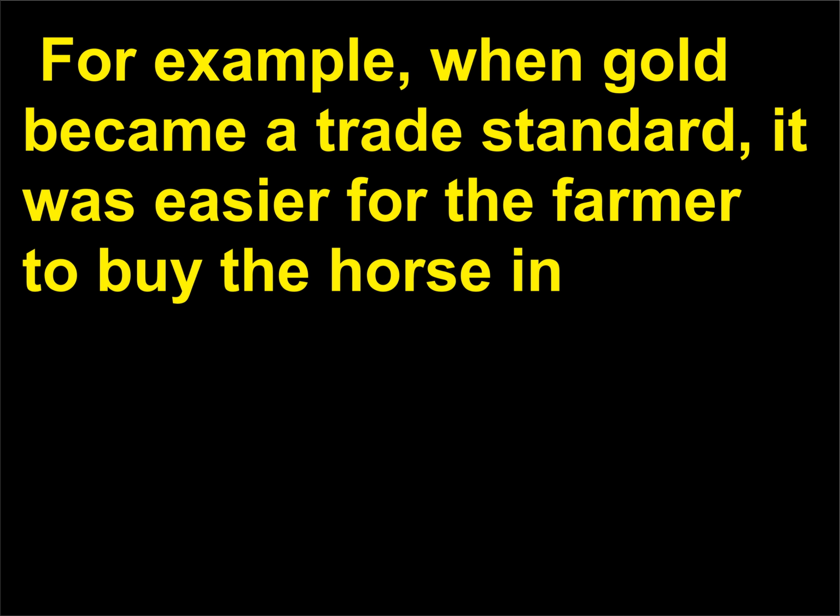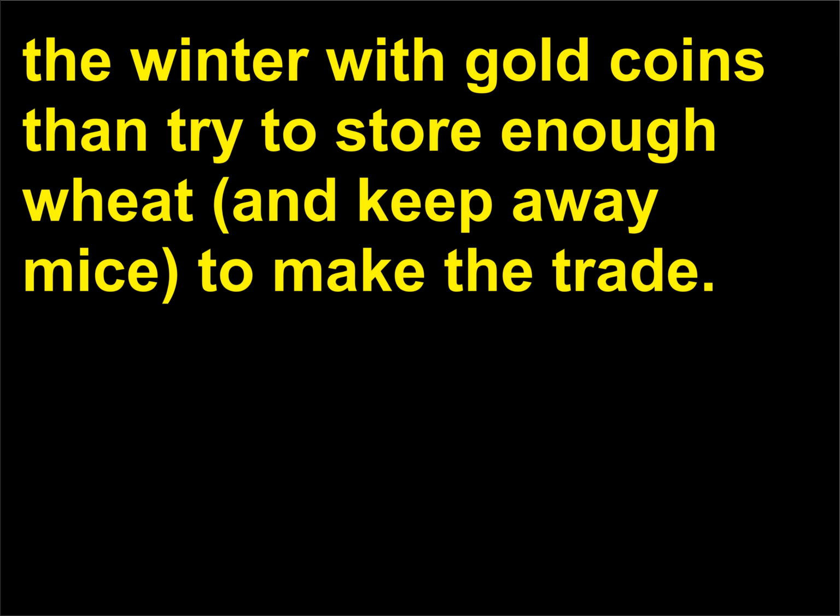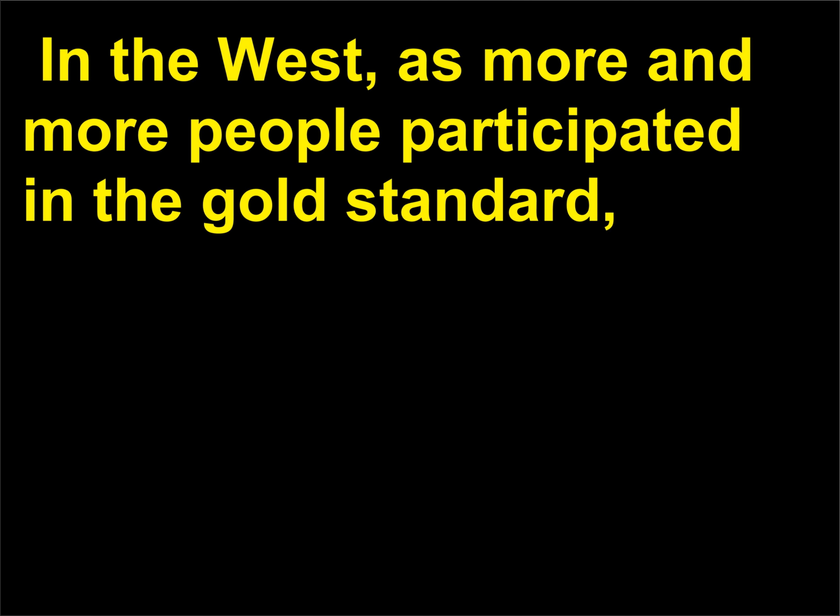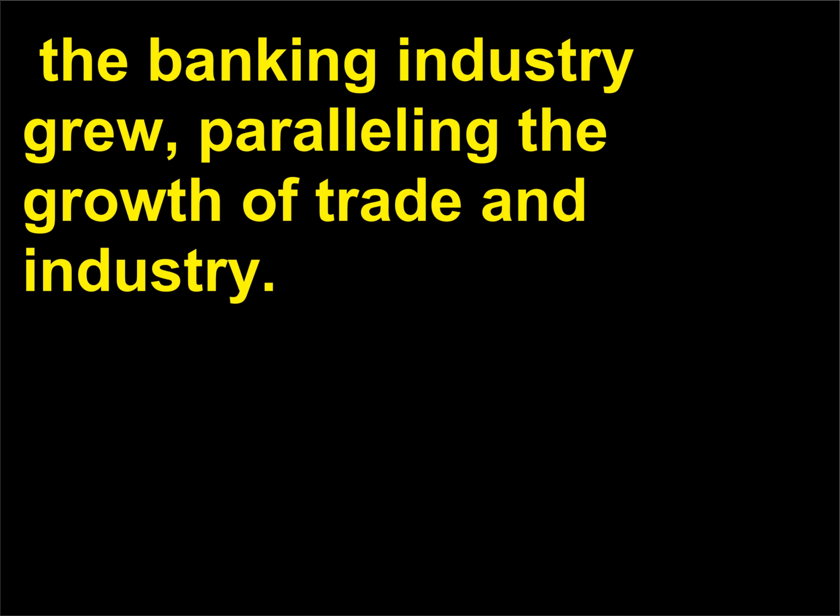For example, when gold became a trade standard, it was easier for the farmer to buy the horse in the winter with gold coins than try to store enough wheat, and keep away mice, to make the trade. In the West, as more and more people participated in the gold standard, the banking industry grew, paralleling the growth of trade and industry.